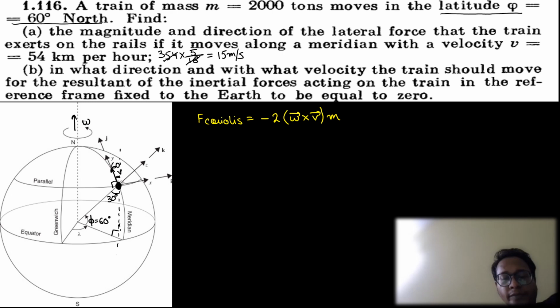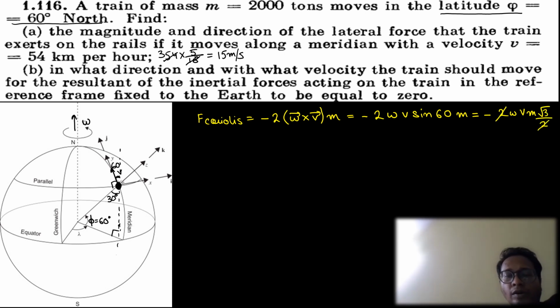So it's simple. Okay, F Coriolis is equal to minus 2 omega v sine 60 into m. What is the value of sine 60? Root 3 by 2. So minus 2 omega v m into root 3 by 2, or F Coriolis is equal to minus root 3 omega v m. Okay, this is one of the ways of doing this problem.